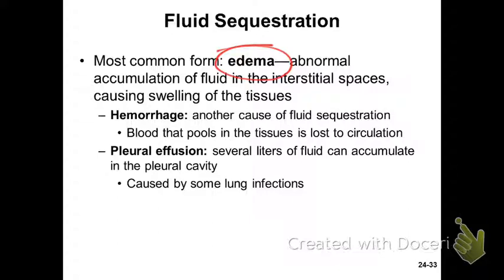Now, what can cause this? This could be caused by hemorrhage. So you're bleeding out internally, and that fluid is accumulating in a place where it shouldn't be. Now, keep in mind that blood is pooling and is being lost to the circulation, so you're becoming hypovolemic as well. And this fluid can accumulate around the pleura. And this can lead to fluid buildup in the pleura, difficulty breathing, difficulty with gas exchange, and this certainly can be brought on by chronic bronchitis and other lung infections.